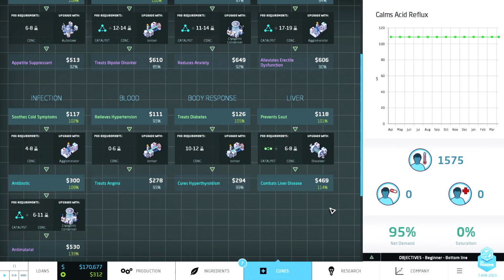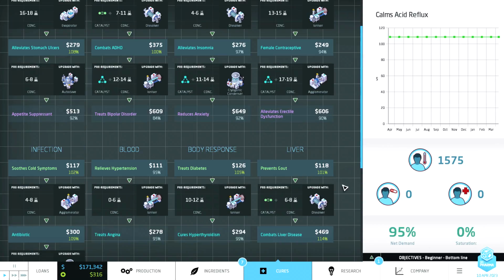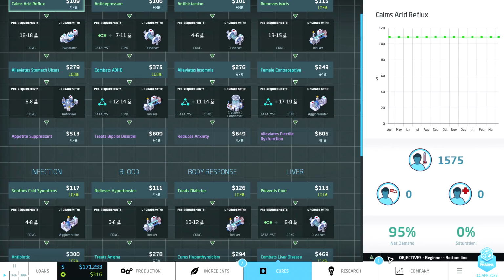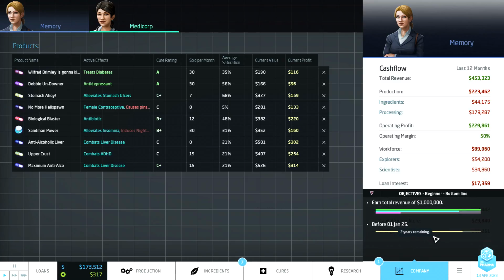And here's our combats liver disease. We're making $469 on that, which is pretty darn good, if you ask me. Pretty darn good. Prince Acne. Sue's Rash. Yeah, I'd say we are sitting pretty. We are sitting pretty now. It's just a matter of running out the clock, I think. So there's not much else I can do.